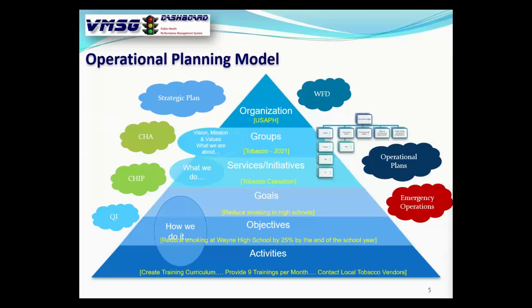And then the steps we're going to go through to get there. So in this case, we kind of made these up, but it's going to create a training curriculum, going to provide 9 training sessions per month to student and faculty, and then we're going to contact local tobacco vendors just to make sure they're not selling to minors and that sort of thing. So that's the plan we're going to be kind of using as our example today. I just wanted to share that so everybody's kind of on the same page.